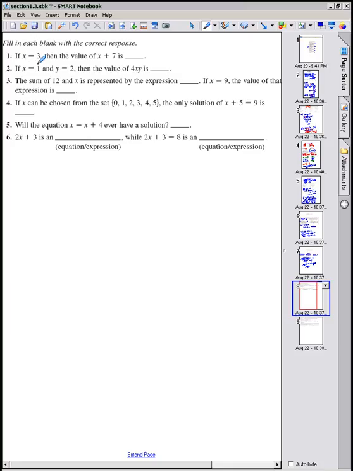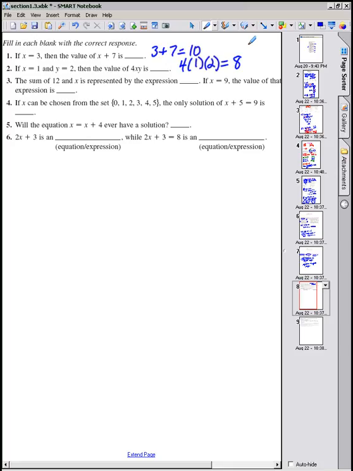Number 1, if x is equal to 3, then the value of x plus 7 is what? Yeah, 10, because that would be 3 plus 7, which is 10. If x is equal to 1 and y is equal to 2, then the value of 4xy is 4 times x, which is 1, times 2. So if you just multiply those, 4 times 1 is 4, times 2 is 8.